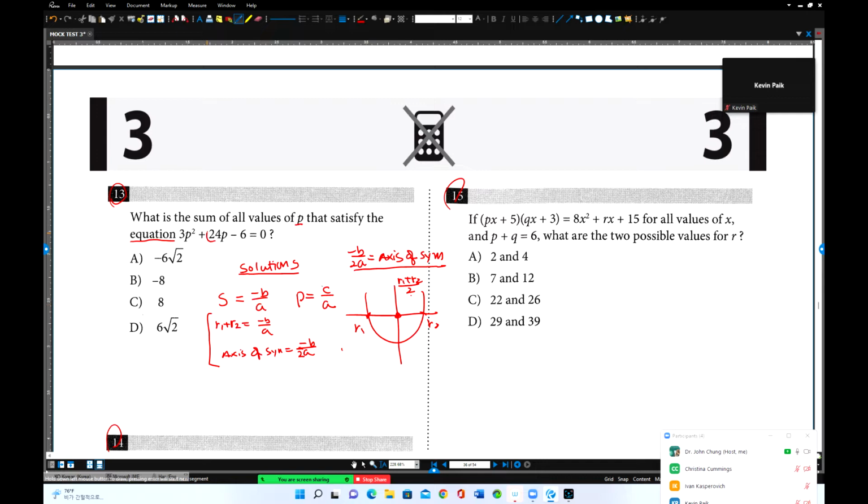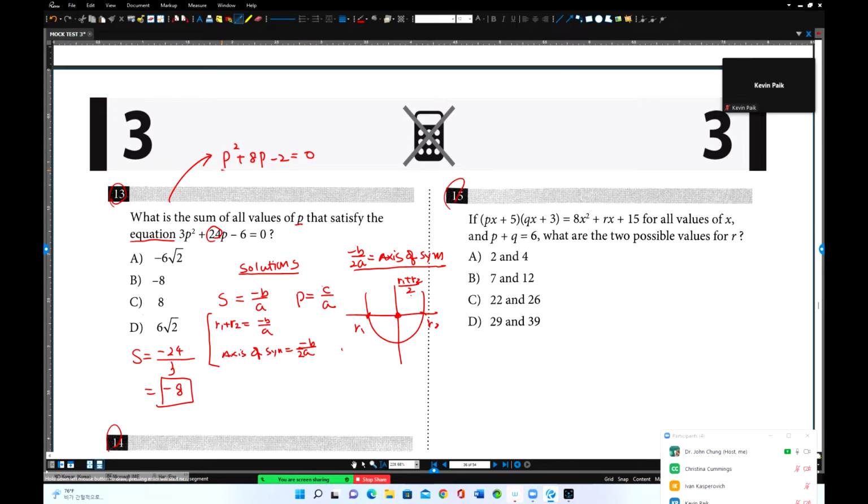Okay, b is negative 24. The sum is negative of negative 24 over a, which is 3, and that equals 8. You can find it this way, or you can factor, but it doesn't matter. When you factor this, you can divide by 3 first: p squared plus 8p minus 2. But that is not factorable. So we have to use the quadratic formula.